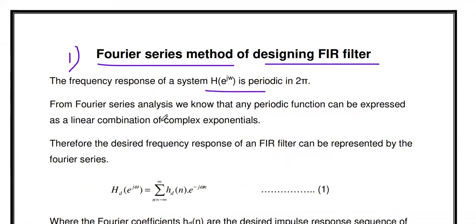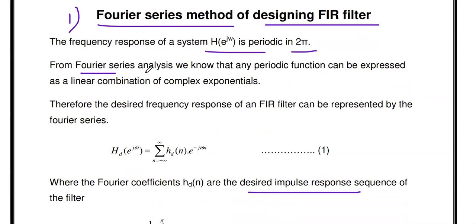We know that the frequency response of a system is periodic with period 2 pi. Already we studied in signals and systems that the frequency response of any system, H of e power j omega, is periodic with period 2 pi. You already know the Fourier series analysis, which we may use for any periodic function. That's why we take the Fourier series for this periodic function, and that's why this method is called the Fourier series method.